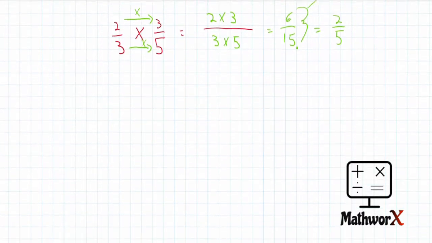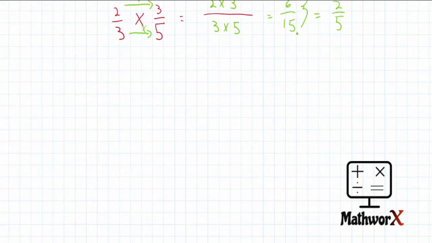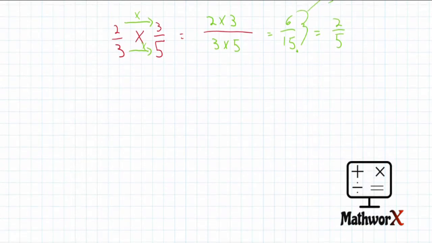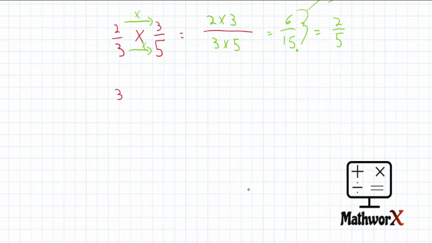Alright, we'll do one more. Pause the video and try for yourself. If you've already got the pattern, it's just like reading a book, left to right, times the top, times the bottom. Simple as that. So next problem, 3 over 7 times 4 over 5 is equal to... pause the video and try it for yourself and then we'll go through it together.